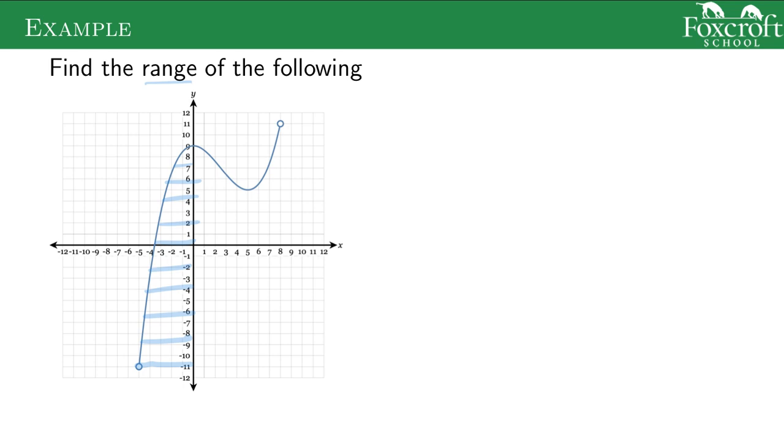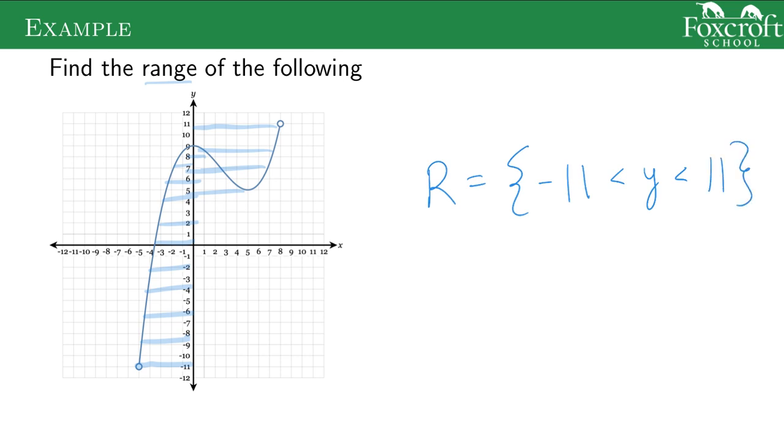So for all these points, I'm looking at where they're going to hit the y-axis. And I can see at the end, my range is going to start down there at -11, and we're talking about y values in this case, and it's going to stop up there all the way at the top at positive 11. All right, so that's my range. All the y values between negative 11 and 11 get hit by this function, so that's my range.